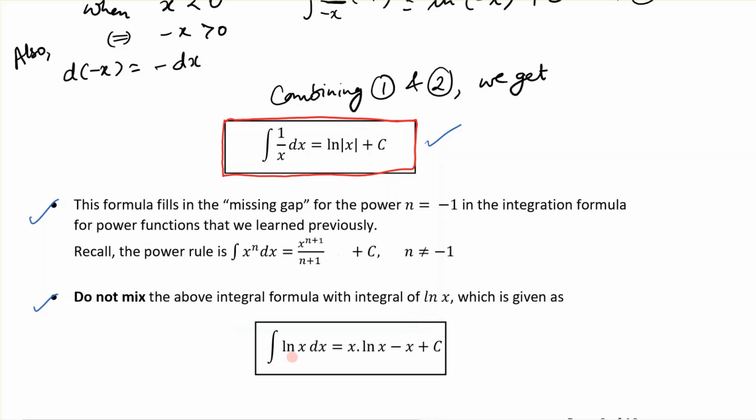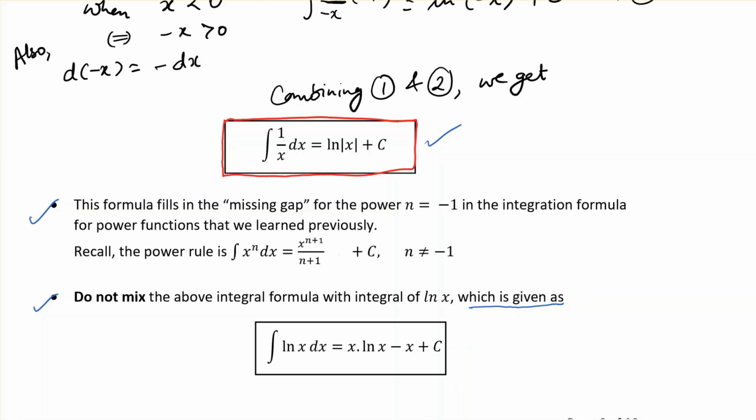So if you find the integral of ln x dx, that is equal to x ln x minus x plus c. This we don't know how to derive yet because we haven't done integration by parts. So in the coming lectures, you will know where this formula comes from. We will discuss it later.